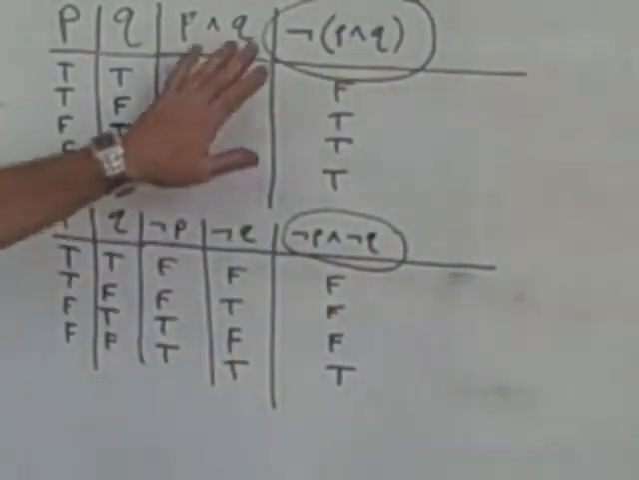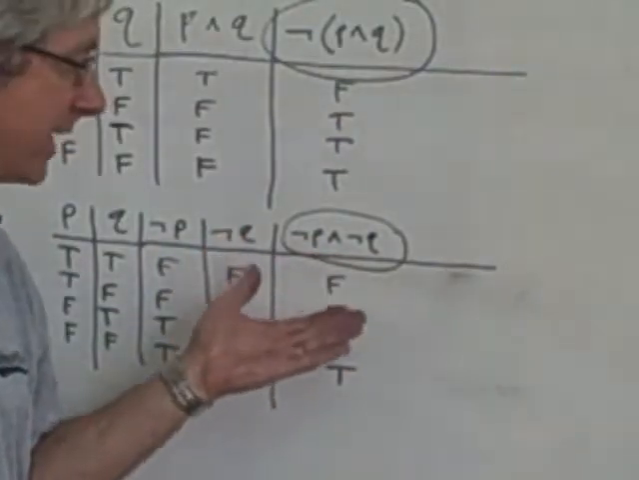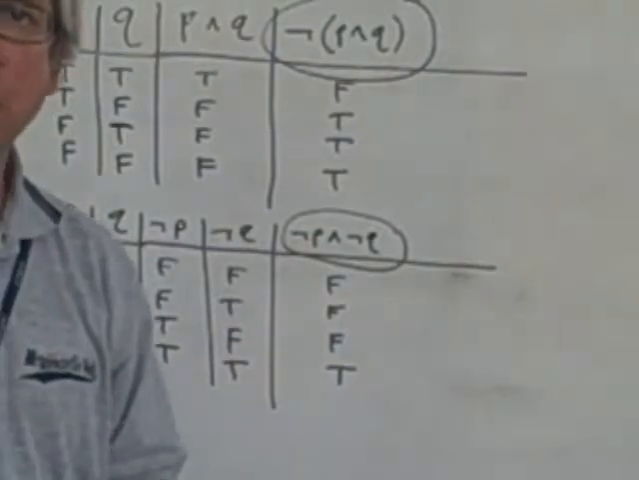There's a difference between negating the conjunction and taking the conjunction of the negations. These two are not the same. So that's all this was supposed to show. I hope it was helpful.